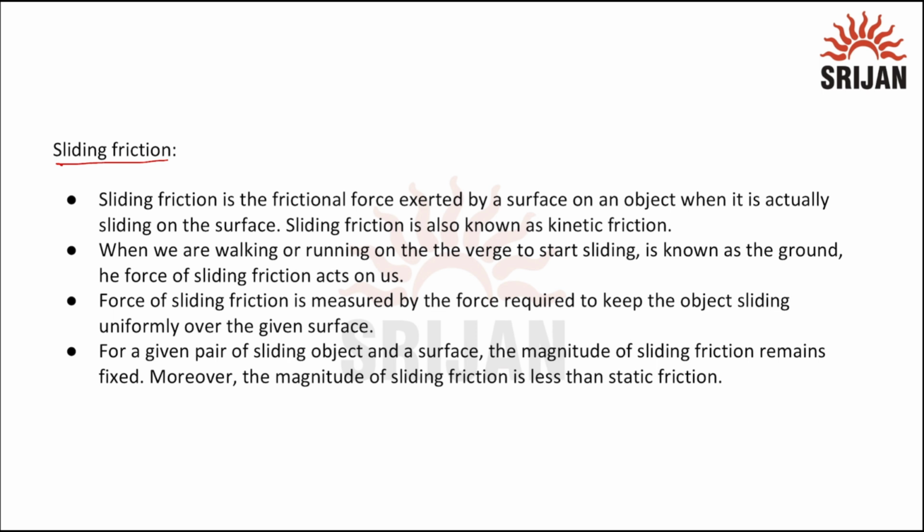When we are walking or running, we say that sliding friction is acting on us. The force of sliding friction is measured by the force required to keep the object sliding uniformly over the given surface. For a given pair of sliding objects and a surface, the magnitude of sliding friction remains fixed. It is not of self-adjusting nature. But remember that the magnitude of sliding friction is always less than the static friction.